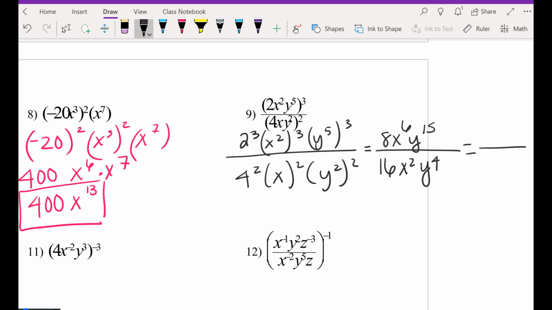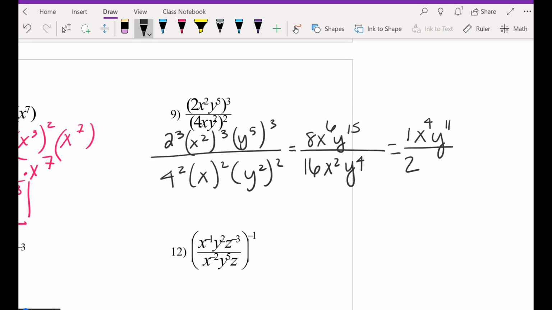Yes. 8 over 16 is 1 over 2. X to the 6th on the top and x squared on the bottom. X to the 4th, right? We subtract exponents. 6 minus 2 is 4. Y to the 15th and y to the 4th? Y to the 11th on the top. Some of you write it like this: x to the 4th, y to the 11th over 2. Is that okay still? Yeah.